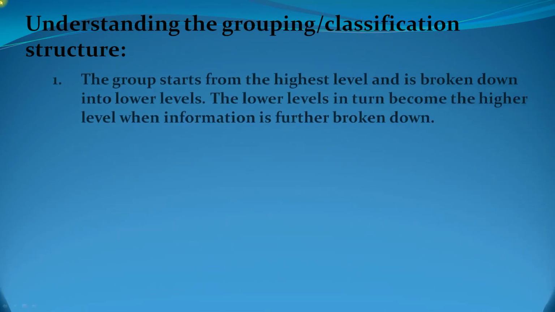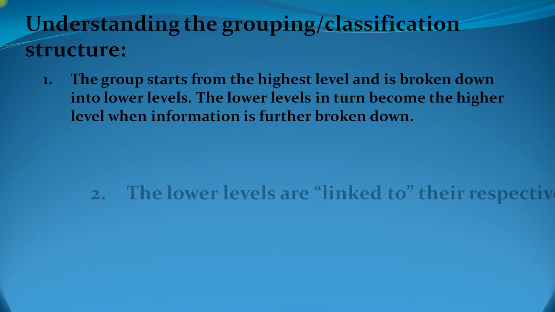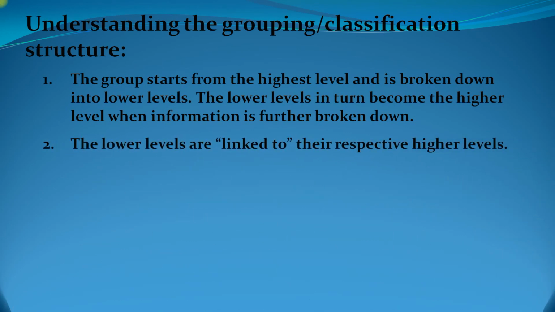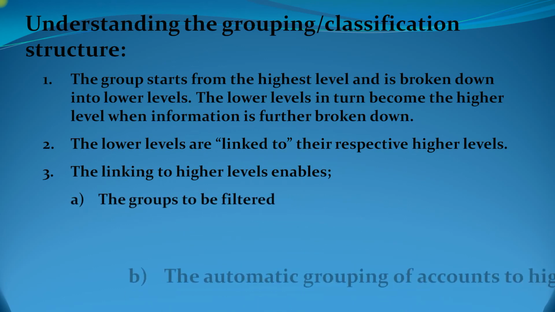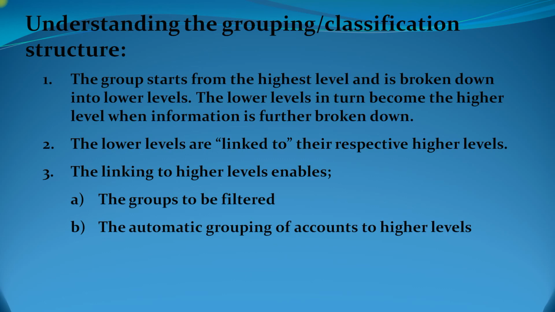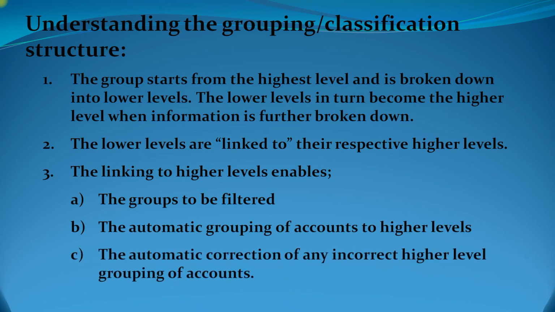Grouping starts at the highest level and then is progressively broken down into lower levels. The lower levels are linked to their respective higher levels. The linking of the higher level enables the groups to be filtered, the automatic grouping of accounts to higher levels, the automatic correction of any incorrect higher level grouping.